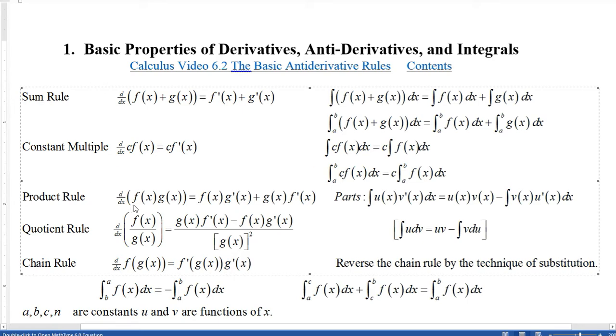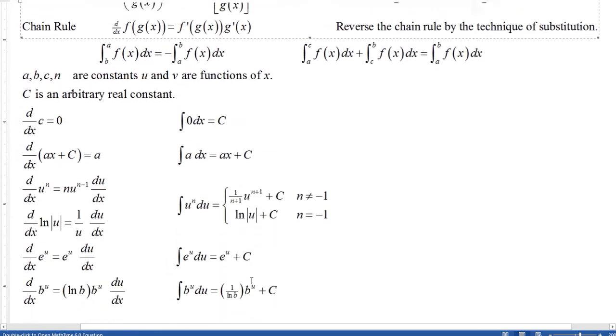Now the product rule is more complicated. The derivative of f times g is f times g prime plus g times f prime. That's reversed by integration by parts. The integral of u dv equals uv minus the integral of v du. The quotient rule is the derivative of f of x over g of x. That's the bottom times the derivative of the top minus the top times the derivative of the bottom, over the bottom squared. The chain rule is reversed by the technique of substitution.